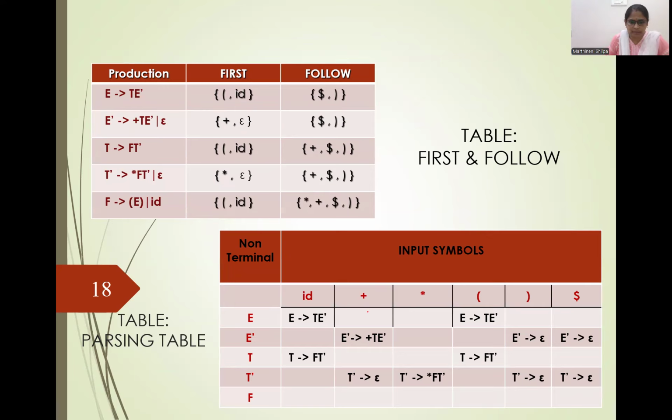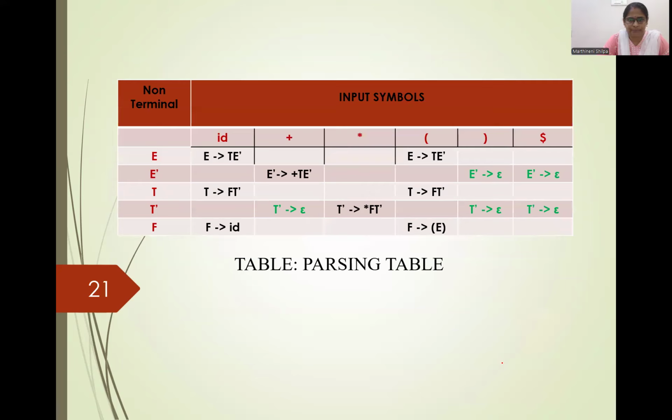Observe here, so 1, 2, and 3. That means column is dollar and row is T dash. Here column is closing parenthesis and row is T dash. Here plus and T dash, comma, plus. So in these cells, it has an entry into that parsing table. The same way, the remaining productions will have an entry into the table.